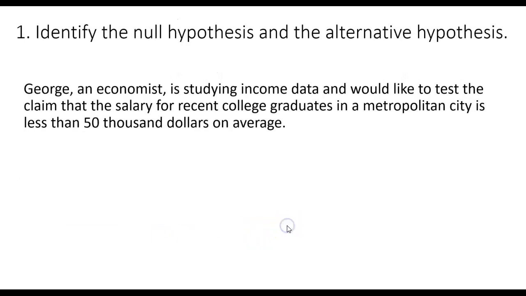Let's jump in. First, to identify the null hypothesis and the alternative hypothesis. We know about George and his income data. The big key is that we're looking at less than $50,000 on average. Recall that the null hypothesis is always the equality. So our H sub 0, null hypothesis, is going to be mu equals 50. And because George is looking at less than $50,000 on average, our alternative hypothesis is going to be mu is less than 50. This is what we are trying to show.